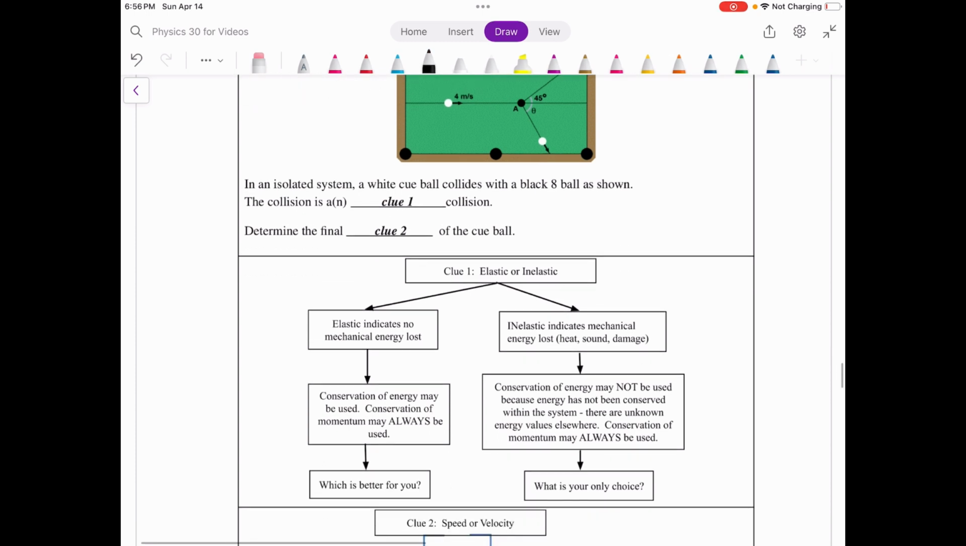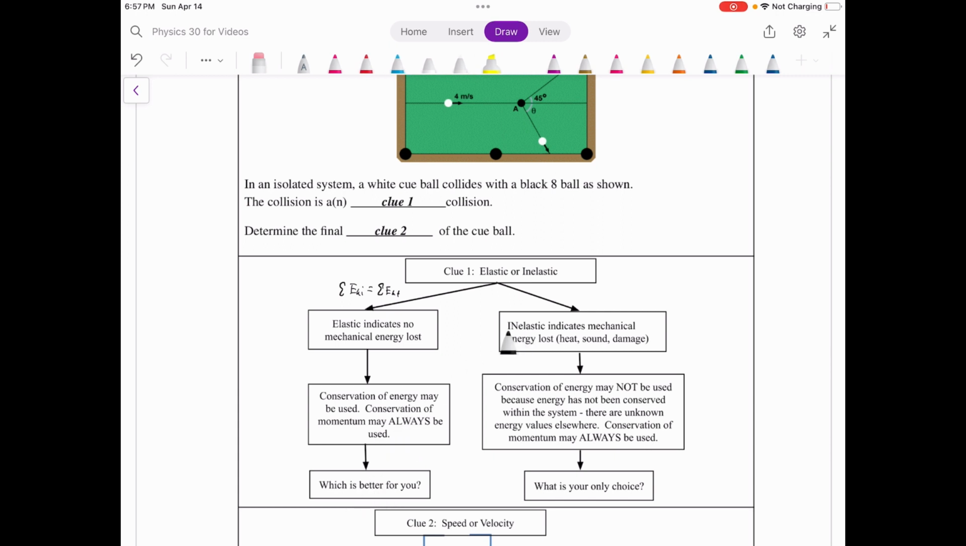So for that first blank, the clue that would go there would be elastic or inelastic. If it is an elastic collision, that means there's no mechanical energy and really no kinetic energy lost, right? By telling us it's elastic, they're saying that total initial kinetic energy equals total final kinetic energy, and so therefore, this could be our starting point. We could just go with this, right? Conservation of energy may be used, though we could still use conservation of momentum. It can always be used. So then it just comes down to personal preference, right?